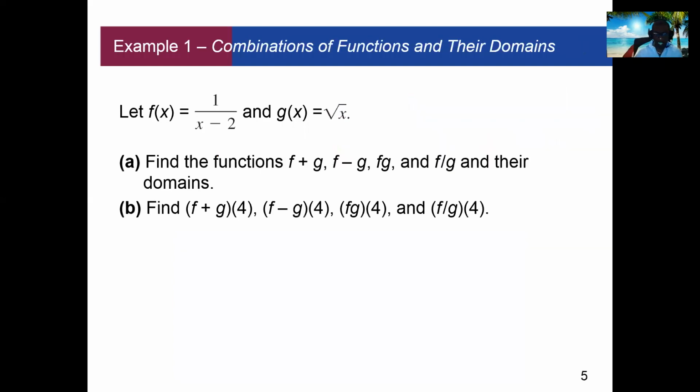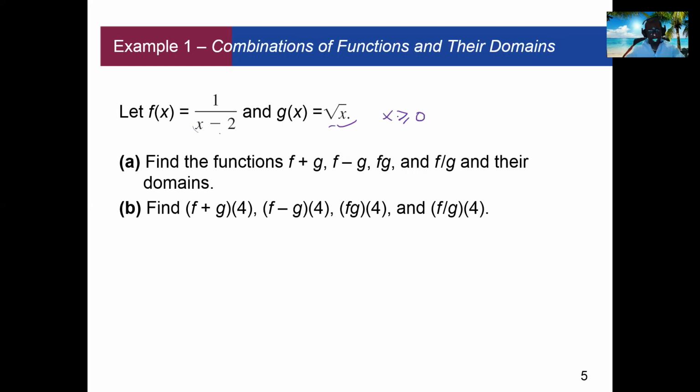So let's take an example where we are given that f of x is 1 over x minus 2, and g of x is the square root of x. Individually, if you want to find the domain of f, you can tell that x cannot be equal to 2. It could be everything except 2, because if x is 2, you're dividing 1 by 0. And for g, x must be greater than or equal to 0.